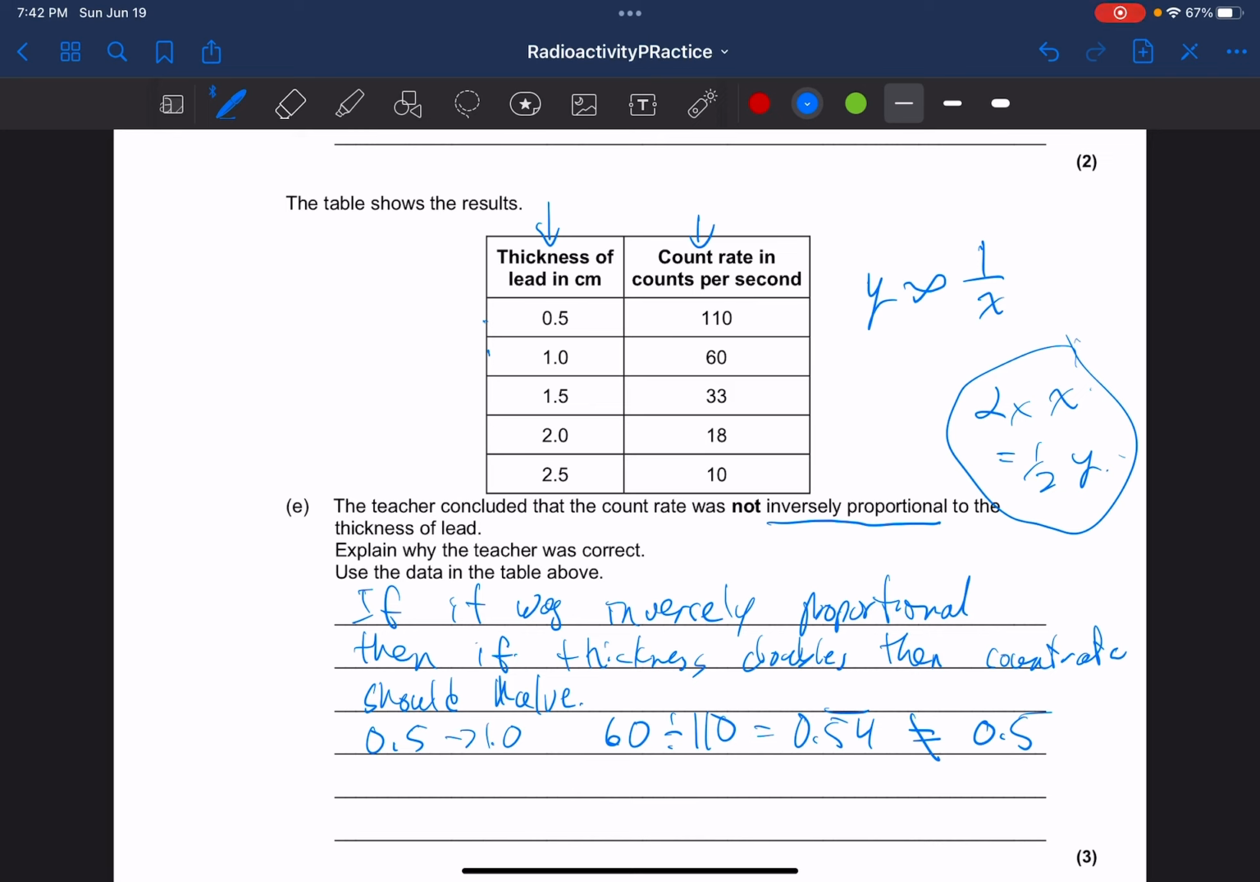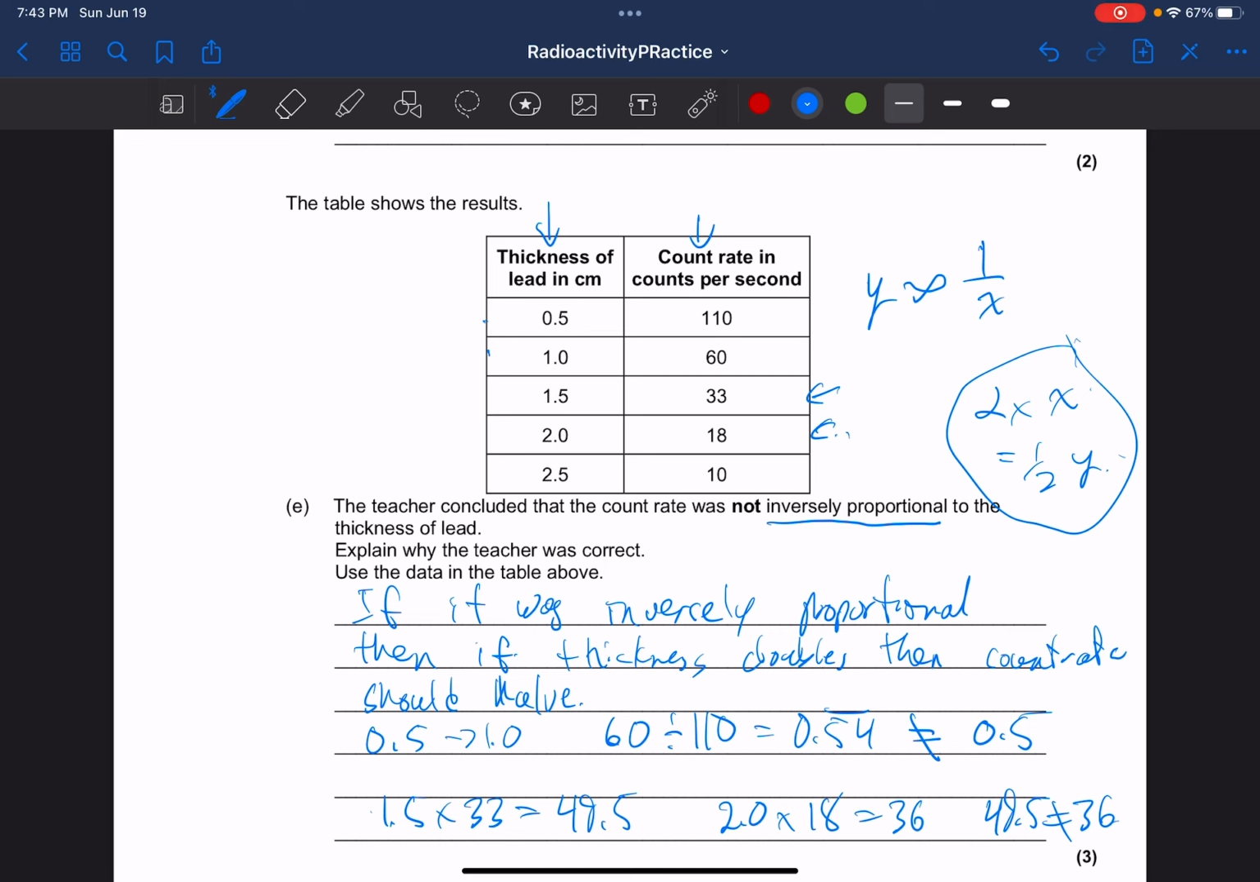All right, the other way that I can look at it is if I pick 2 other values here, these ones here. I can go 1.5 times 33, and that equals 49.5. And 2.0 times 18 equals 36. And 49.5 does not equal 36.